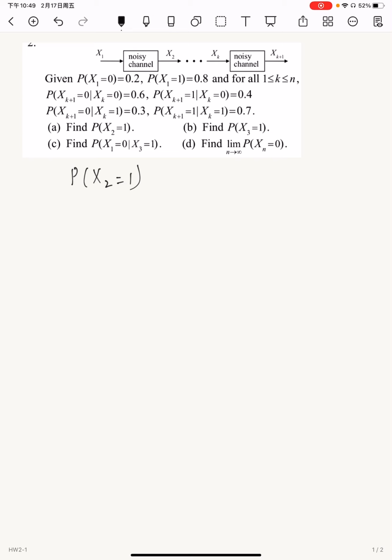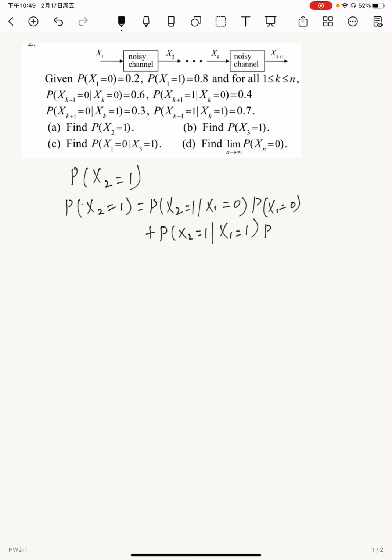And before that, let's get something from the problem. We can know that the probability of x2 equals 1 is the probability of x2 equal to 1 when x1 equals 0, times P(x1 equals 0), plus the probability of x2 equals 1 given x1 equals 1, times the probability of x1 equals 1.